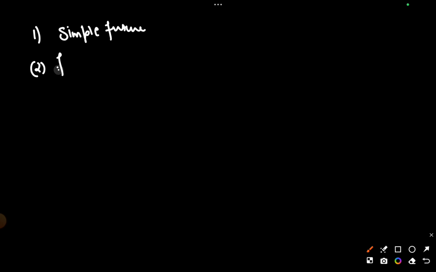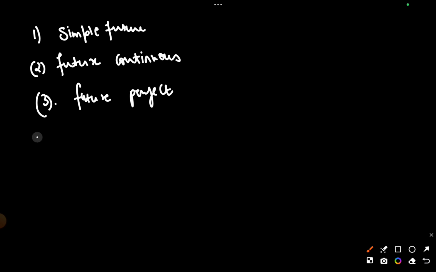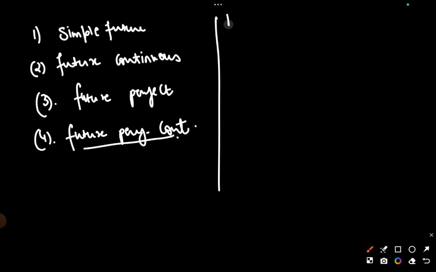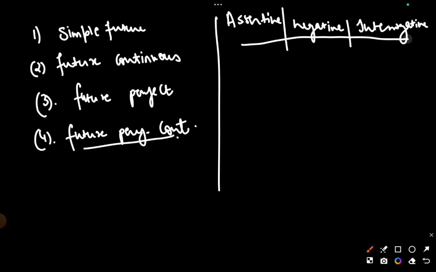Okay. In this, we will see first of all simple future, then future continuous, then future perfect, and then future perfect continuous. And while dealing with these, we will also see assertive form, then negative form, and then interrogative. We will see these three forms only in case of future. We will not see interrogative negative because there is no need of it. So let's begin without wasting any time.